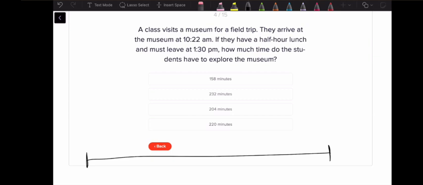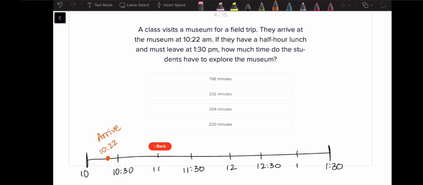They arrive at the museum at 10:22, so I like to work in 30-minute intervals just to keep things organized. So I'm going to mark this as 10, 10:30, 11, 11:30, 12, 12:30, 1, and they have to be gone by 1:30. So, they arrive at 10:22, which would be around here. Now let's calculate how much time in total we have from 10:22 until 1:30, which is when they have to leave.